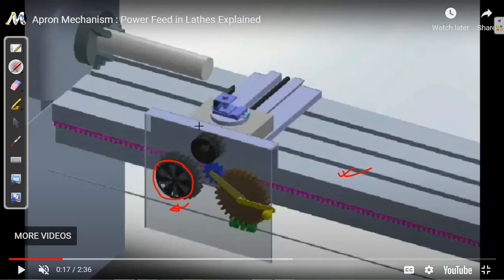If you see from the other side, you will find that there is a pinion gear, and the pinion gear is basically the driver gear. When you are rotating the wheel, this pinion gear is going to rotate, and this pinion gear is meshed with this rack. Here you can see this is the rack, and when the pinion gear meshes with the rack, the motion is transferred. So the rotational motion of the hand wheel is converted into longitudinal motion of the carriage.